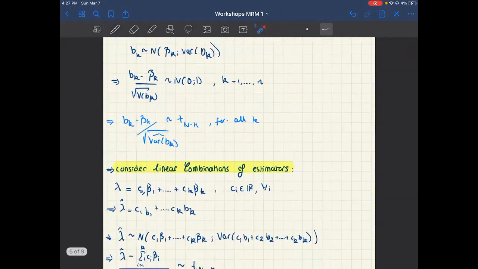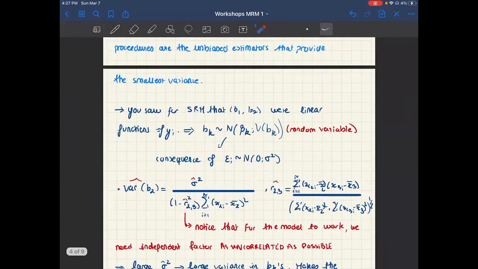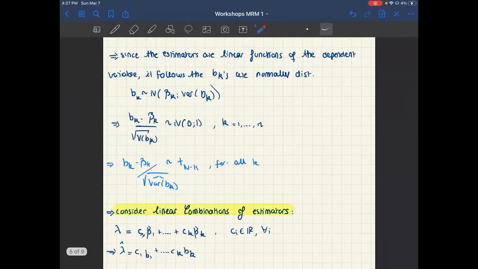And usually, as I showed before in the example right here, we can't really get the variance of B2 because we don't have this population value right here. So we get the estimate for the variance of B2, and that's for all the bk's from b1 and b2 up to bk. We get the estimate right here. And in turn, this new random variable right here will follow a t distribution with n minus k degrees of freedom for all k.